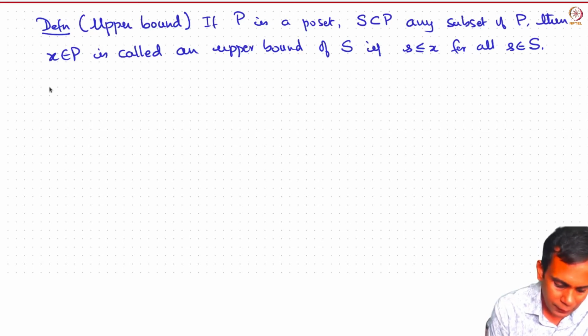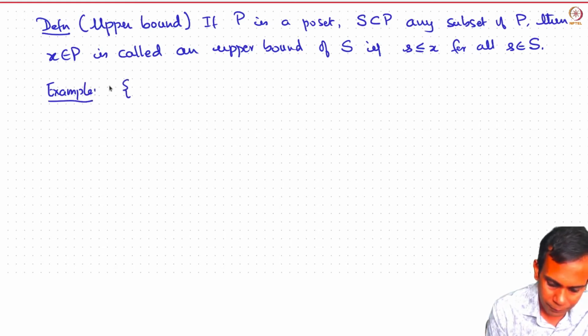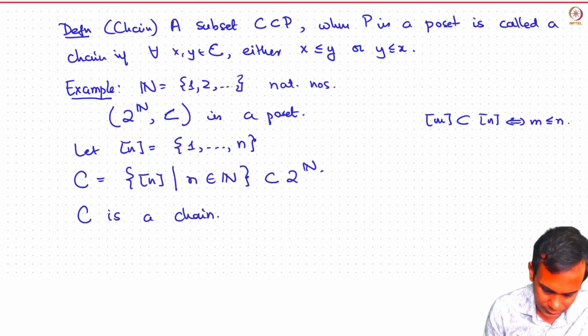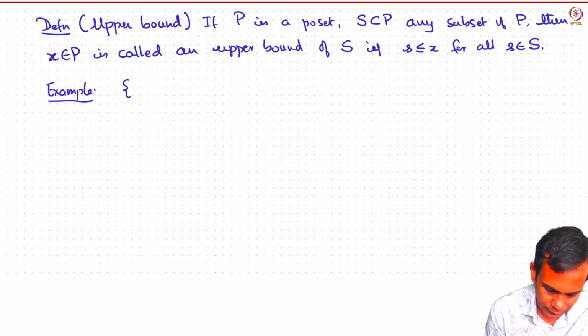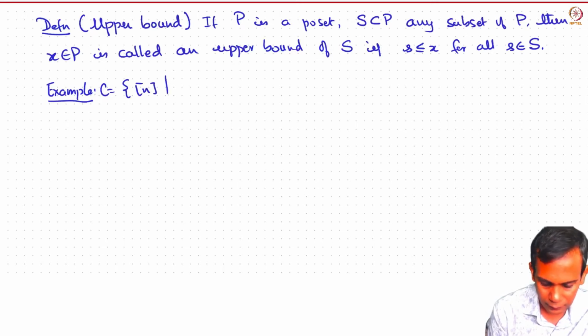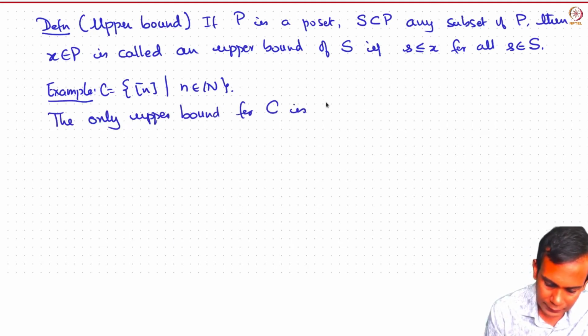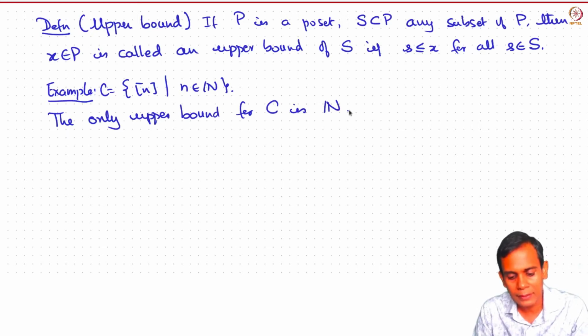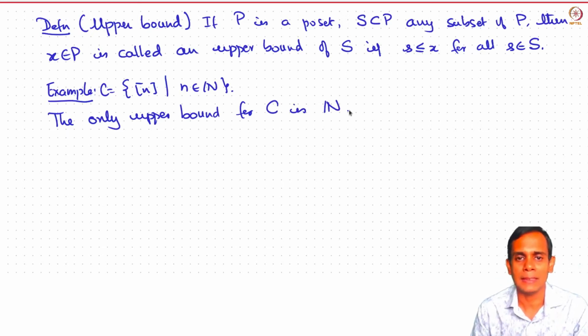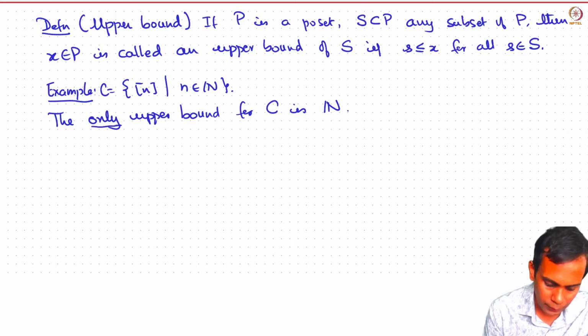In the example, if I take S to be, well, what did we take last time? I called it C. The only upper bound for C is box N itself. No other set contains all the subsets that are in C. Okay, so this is the only upper bound.